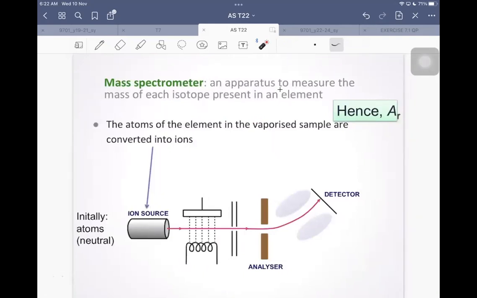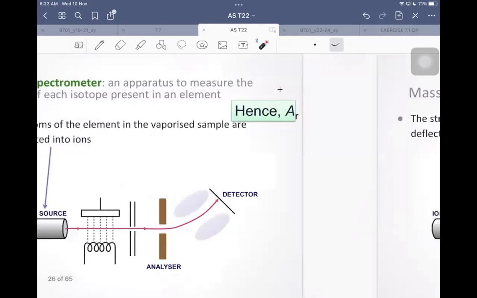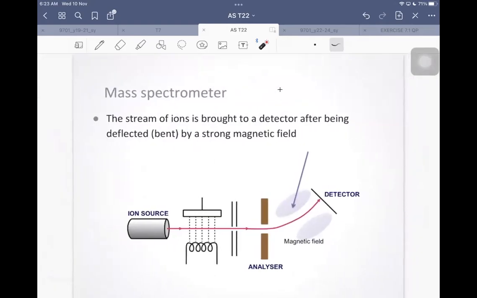First, you will have to introduce your element, usually in the form of atoms, at the starting place of the mass spectrometer. The atoms, which would be neutral initially, will then be bombarded with this high energy electron so that it forms an ion. It's a positive ion because you always knock an electron out of the atom. Once you form an ion, they will pass through this electric field. There will also be some magnetic field in this machine, but you don't have to worry about that. What happens is that the stream of ions is brought to a detector after being deflected by a strong magnetic field.